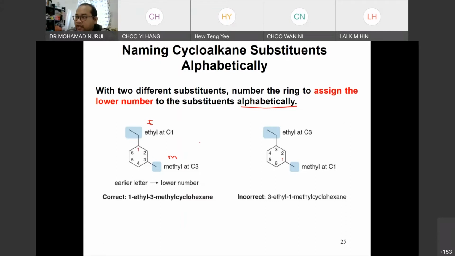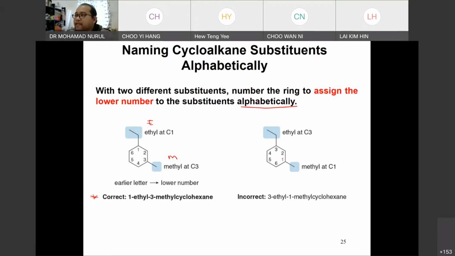So we prefer to name the compound like this, compared to like this. Okay, so it becomes 1-ethyl-3-methyl, and you have to mention the positions of ethyl and methyl. That's why we have 1-ethyl-3-methylcyclohexane. Please remember, if there are similar groups, you have to mention 2 numbers. For example, if you have another methyl group here, you have to write 1,1-dimethyl, for example, like that.